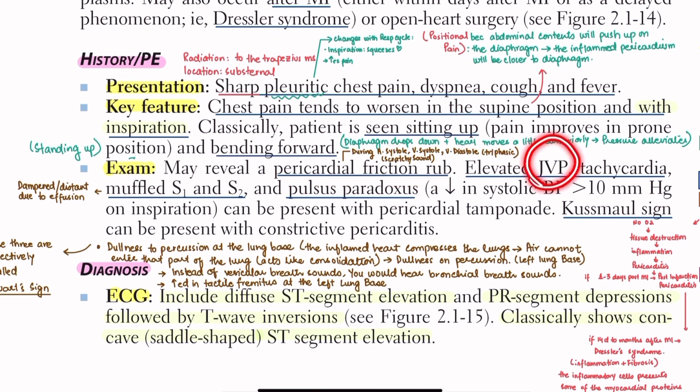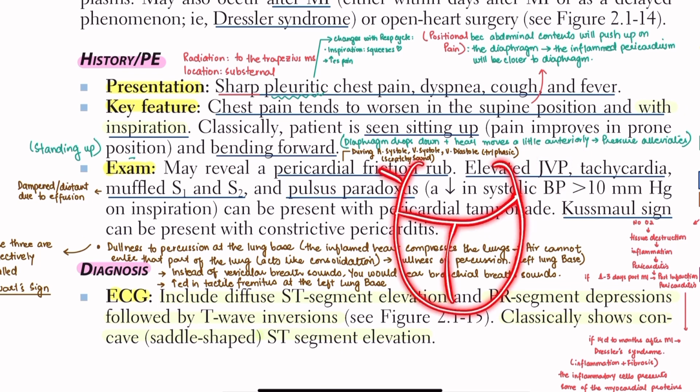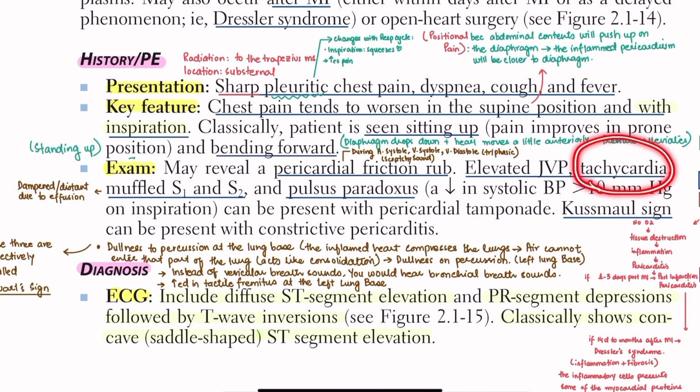The JVP will be elevated. The reason behind the JVP being elevated is because the heart cannot accept more blood from the superior and inferior vena cava, and because of that there will be back pressure of the blood onto the jugular vein, and that you can see as jugular venous distension. There may also be tachycardia, because that will be the heart's compensatory mechanism to push blood forward into the rest of the body. And the sounds of S1 and S2 might be muffled, dampened, or distant.